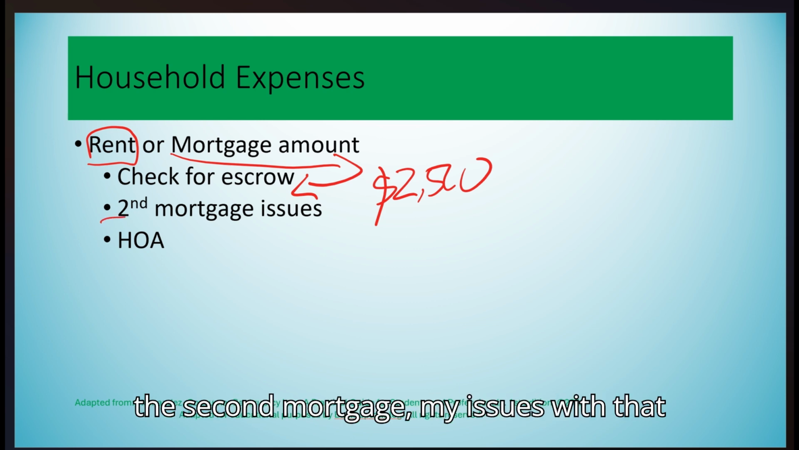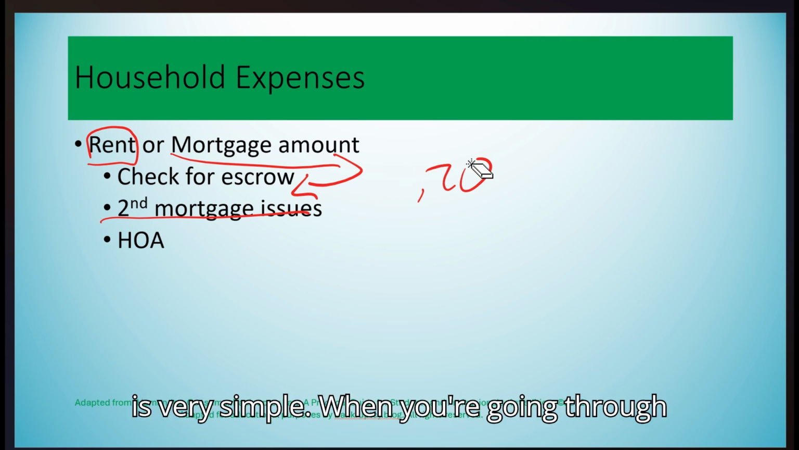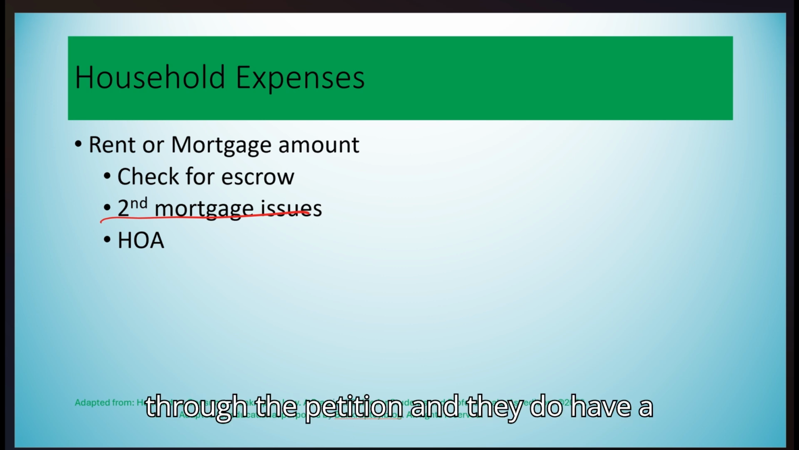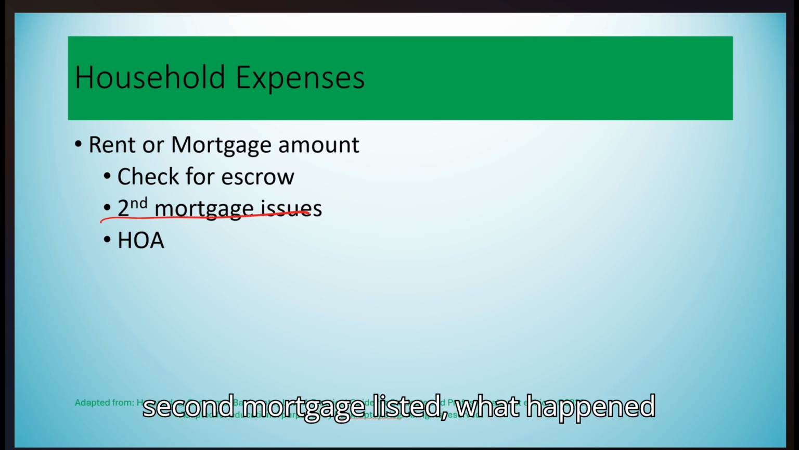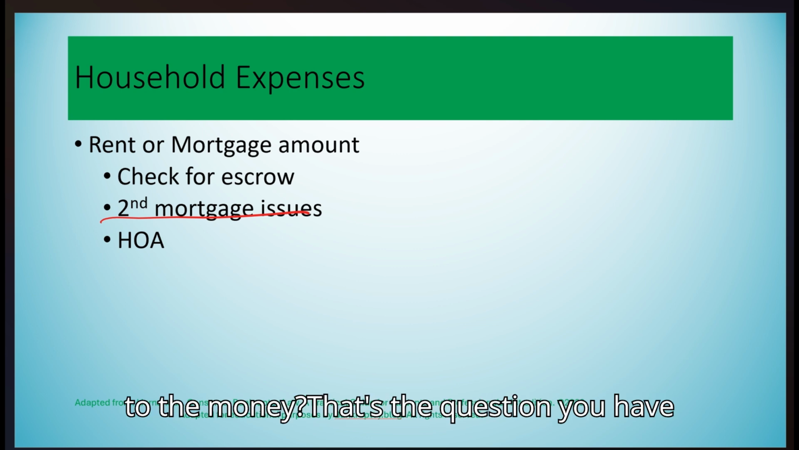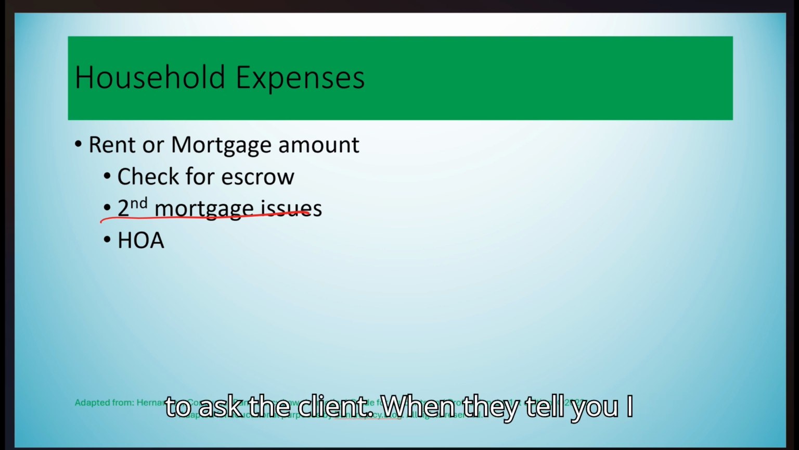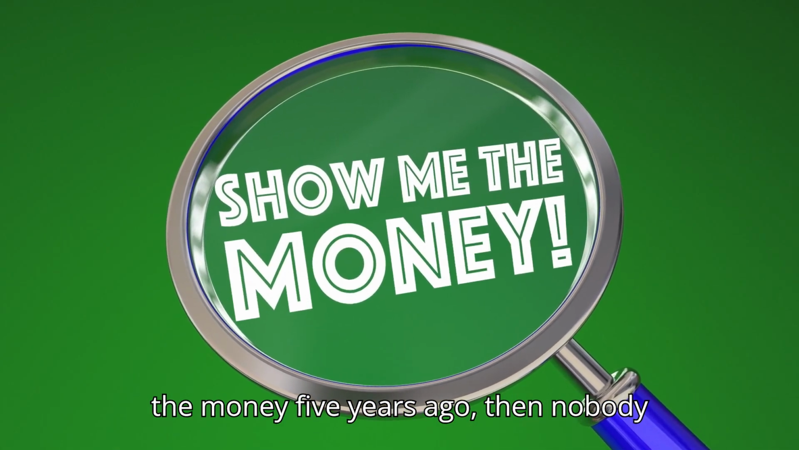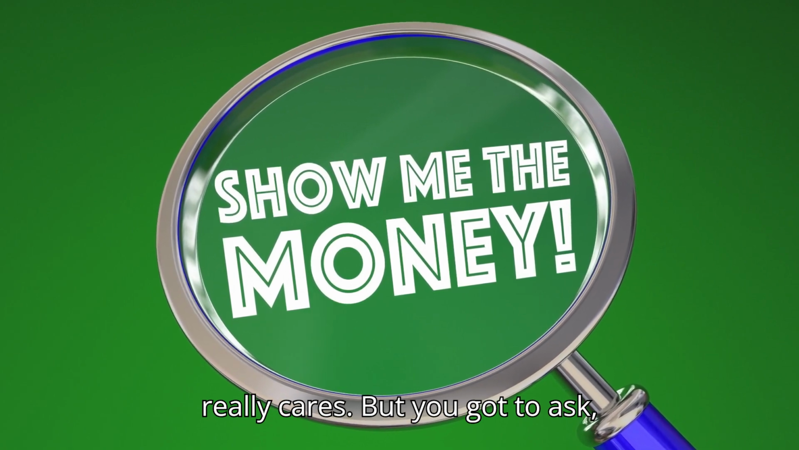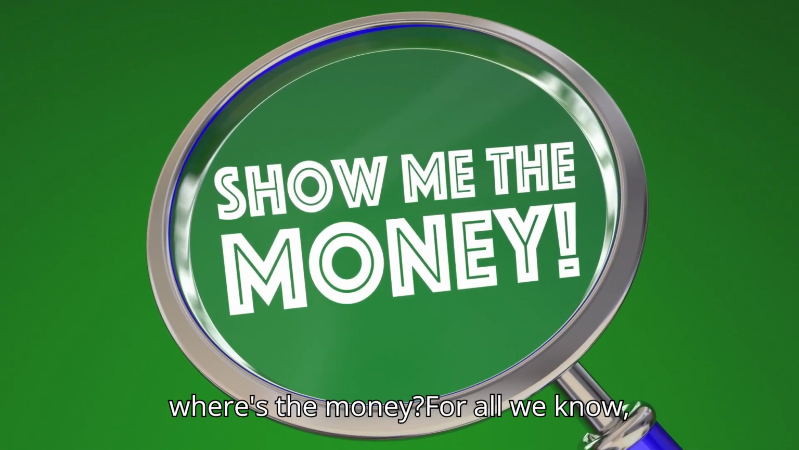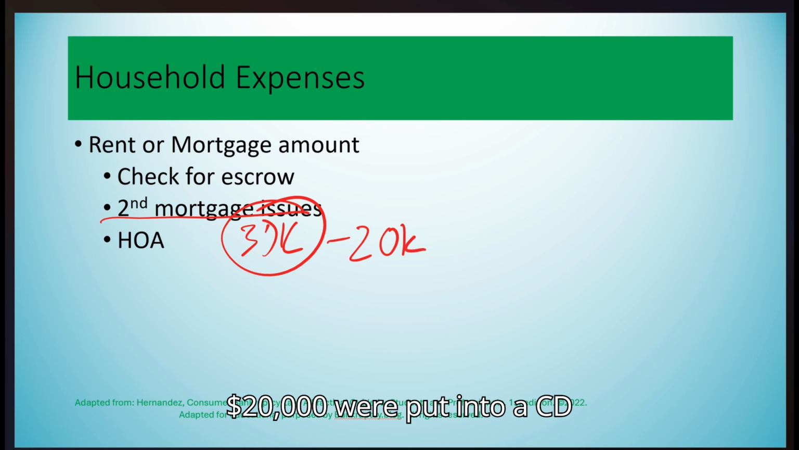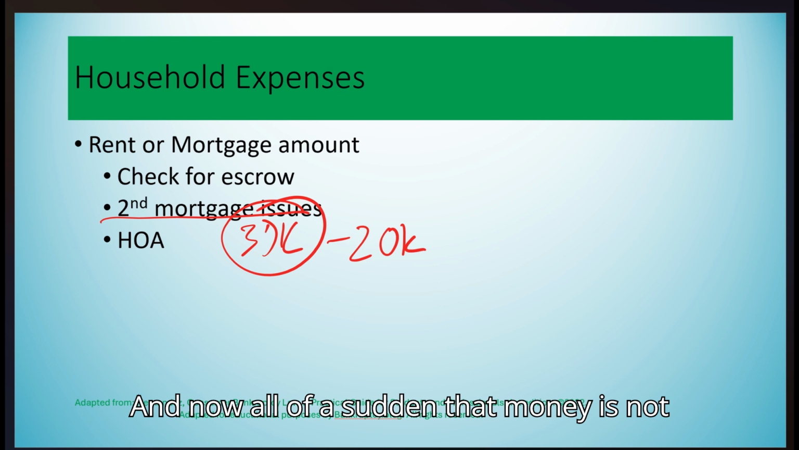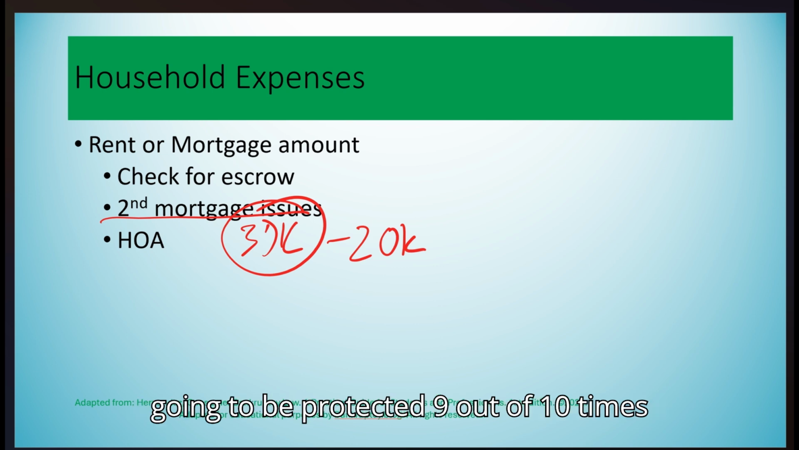Okay. Now, with the second mortgage, my issue with that is very simple. When you're going through either the credit report or the petition and they do have a second mortgage listed, what happened to the money? That's the question you have to ask the client. When they tell you, I have a second mortgage, but I took out the money 5 years ago, then nobody really cares. But you've got to ask, where's the money? For all we know, $20,000 was put into a CD account or some sort of investment. I don't care what it is, cryptocurrency. And now all of a sudden, that money's not going to be protected.